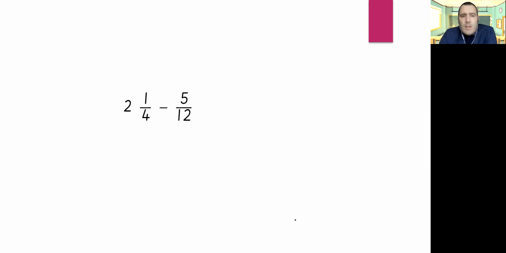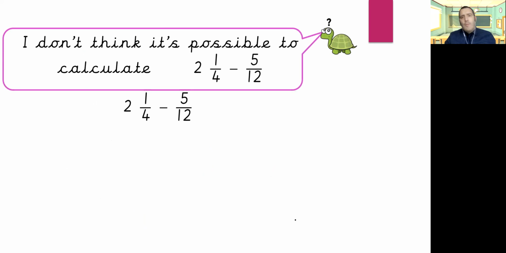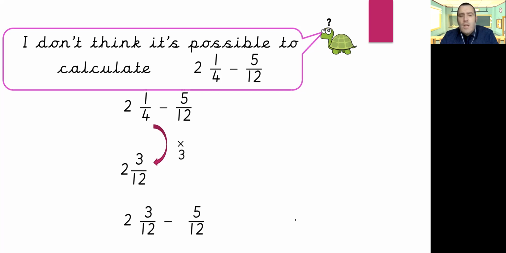So I have 2.25 take away 5/12. And I have my little friend here saying, I don't think it's possible to calculate 2.25 take away 5/12. So the first thing I'm going to do, I'm going to put a quarter and I'm going to make it into the equivalent. So I'm going to multiply that by 3. So I have my denominator as 12. So I now have 2 and 3/12. So my question now becomes 2 and 3/12 take away 5/12.